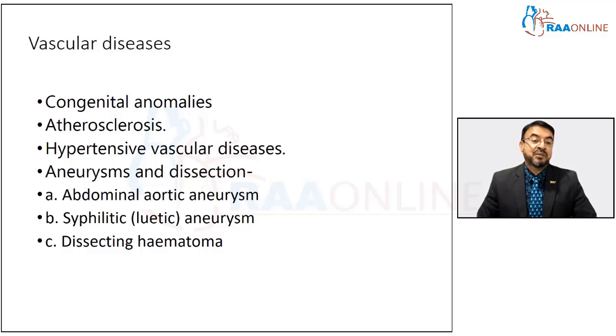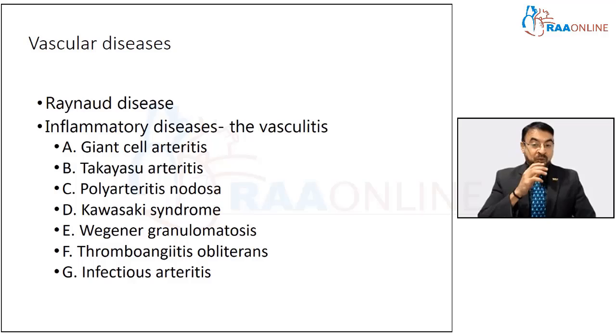So vascular diseases are either congenital or they're related to atherosclerosis, hypertensive vascular diseases, and aneurysms. All these we have discussed in previous classes. In fact, we have even discussed various types of aneurysms: abdominal aortic aneurysms, syphilitic, and dissecting hematomas. So this session is a continuation of what we have discussed in the previous session, where we move on to vasculitis.